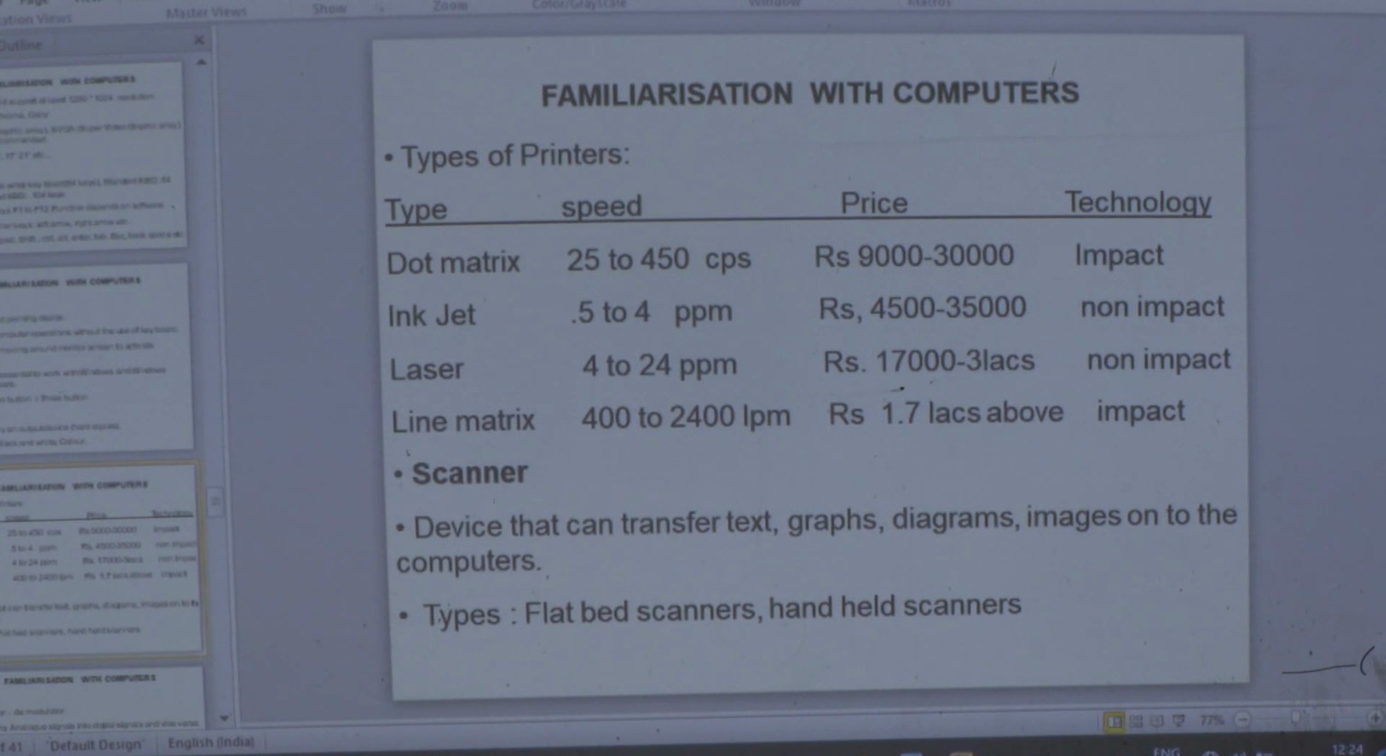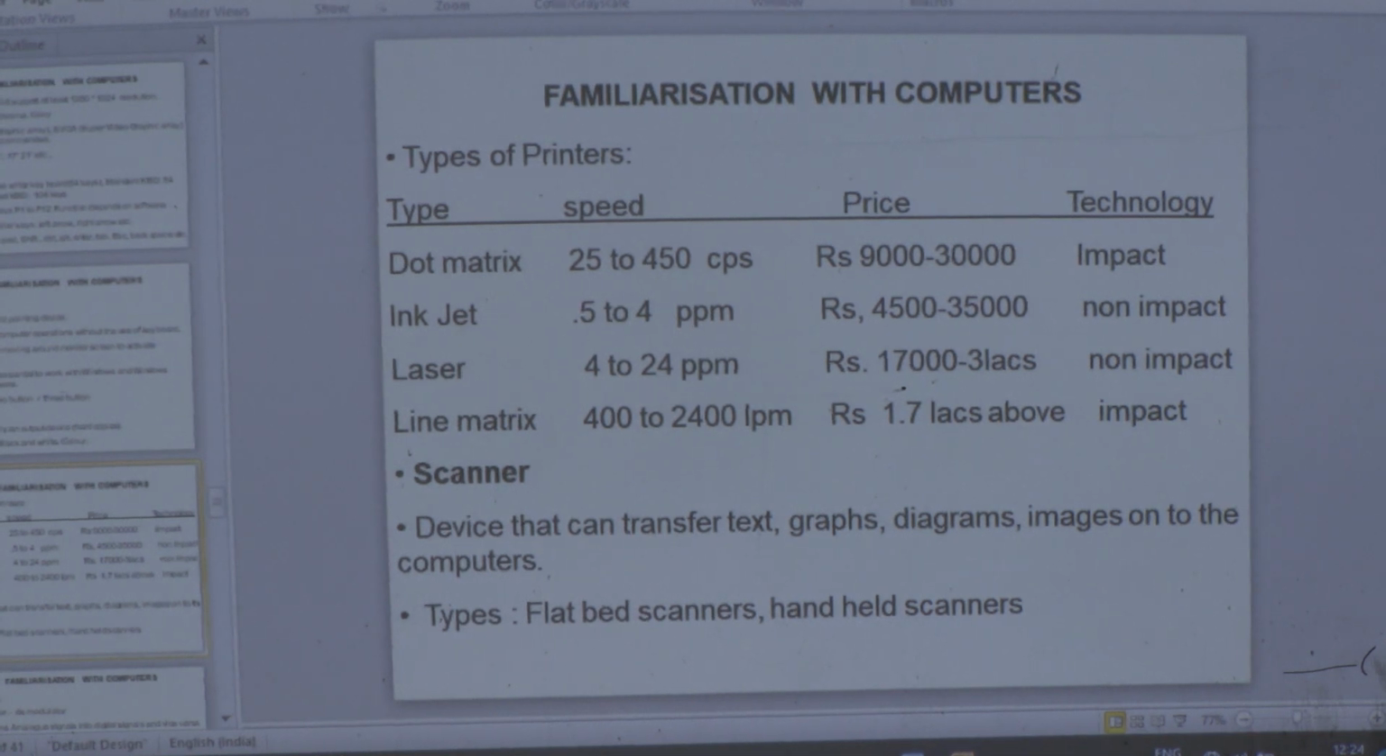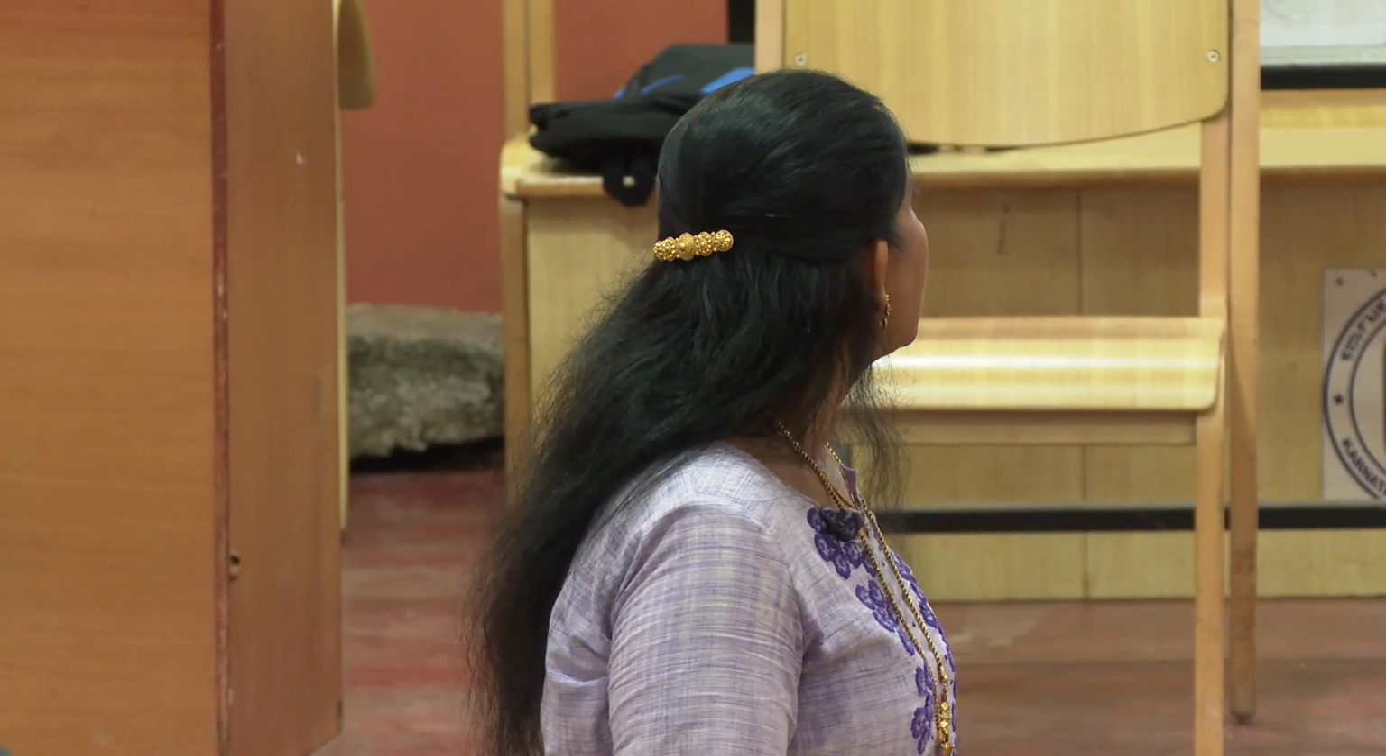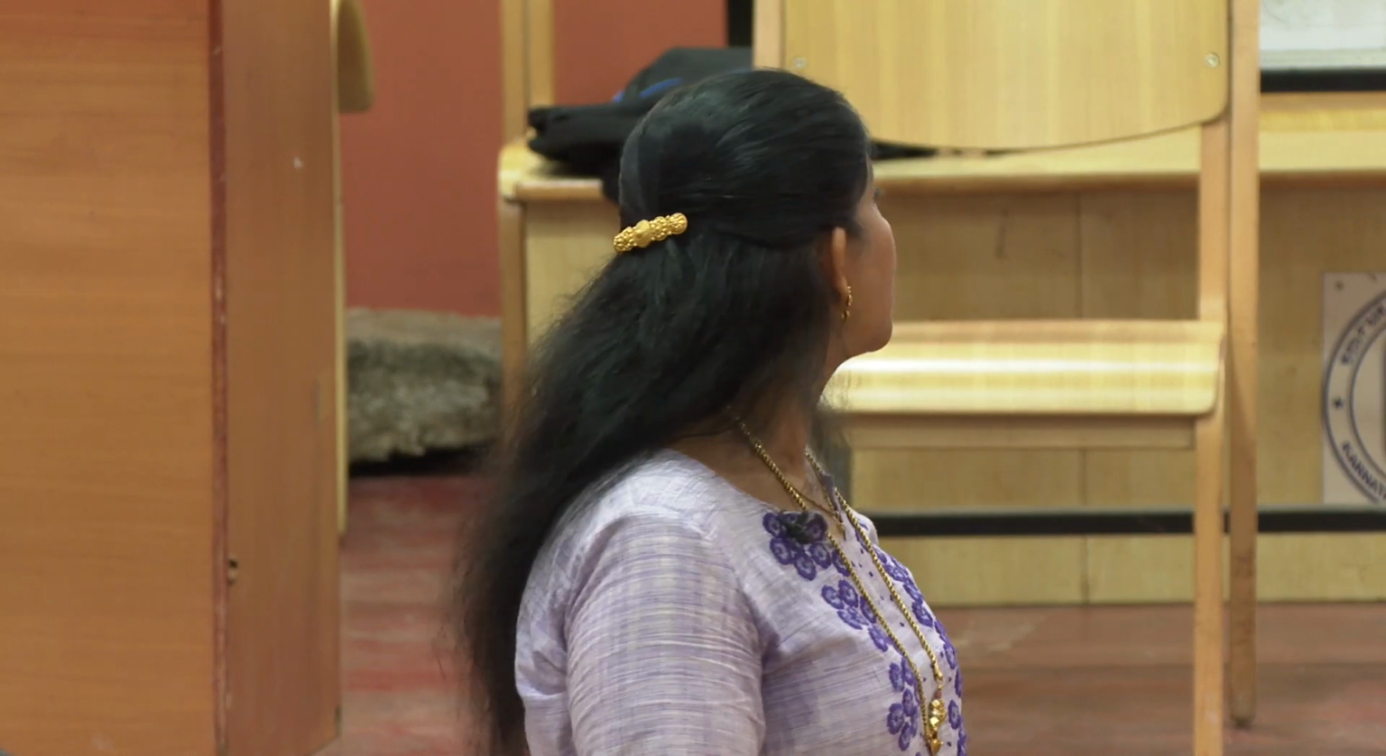Inkjet printers print 4 to 5 pages per minute. The speed has also increased now. The price is minimum 4,500 to 35,000 depending on the configuration. The higher the resolution, the more you have to pay. Nowadays it is available for 3,000 rupees also. This is a non-impact technology.